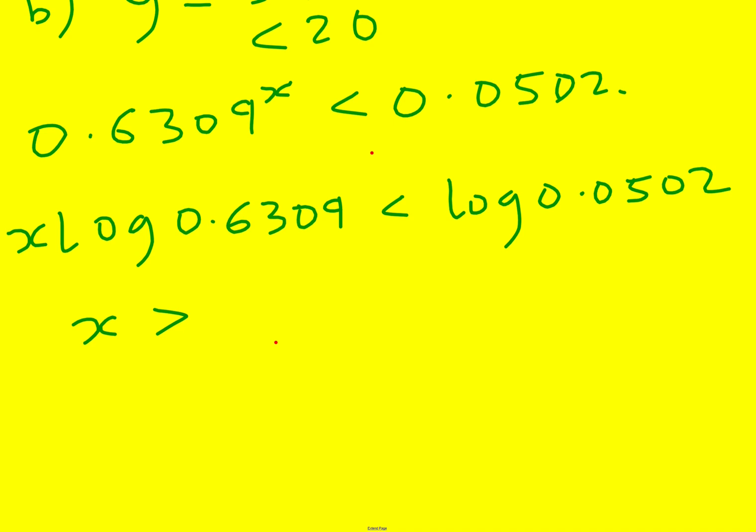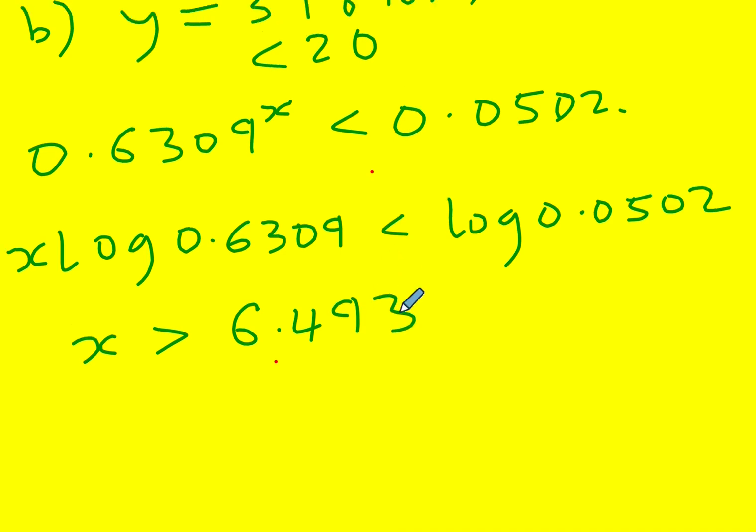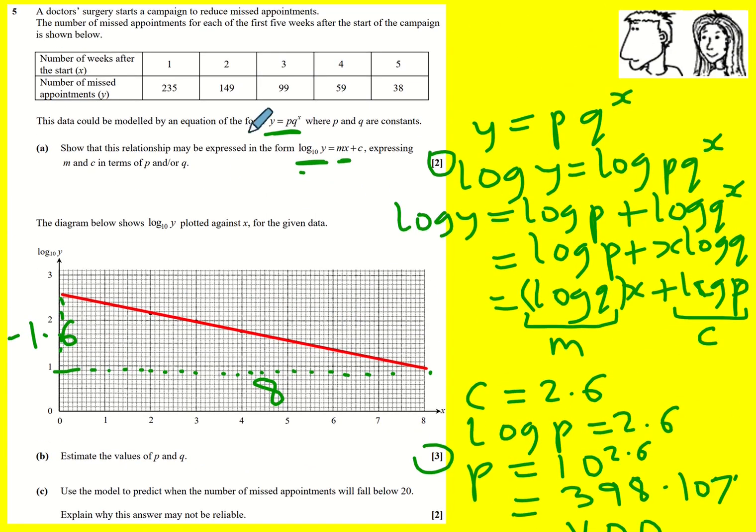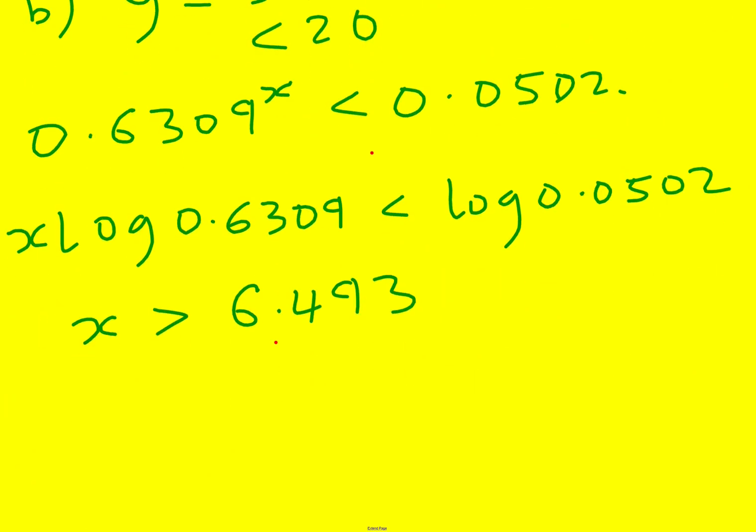Quite a fiddly question. Okay, and I'm going to get that x is greater than 6.493. So then we just need to look at the question. We're only measuring appointments every week, so we'd expect it to be after 7 weeks.